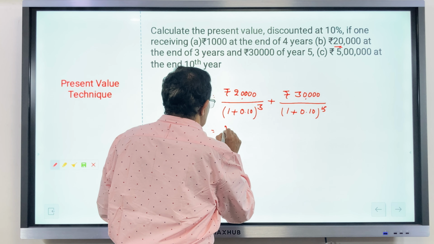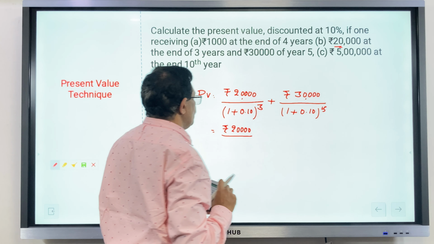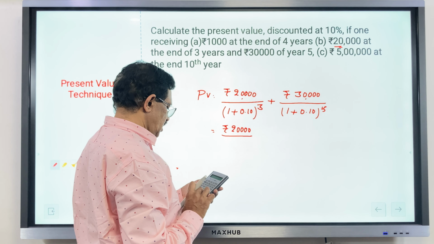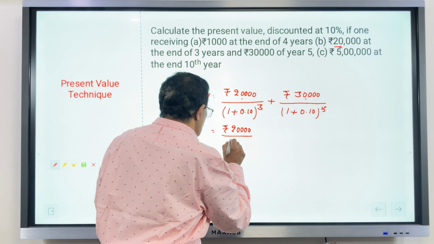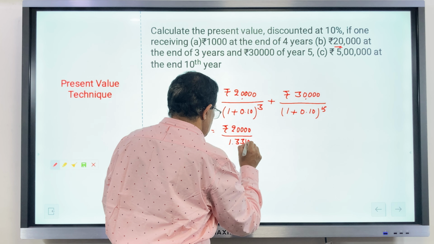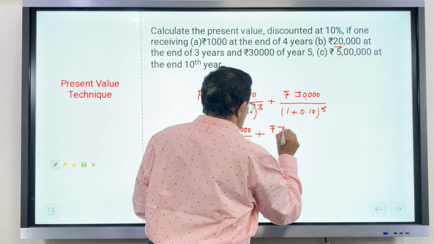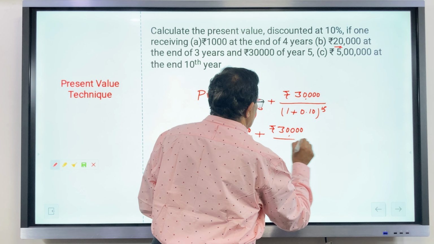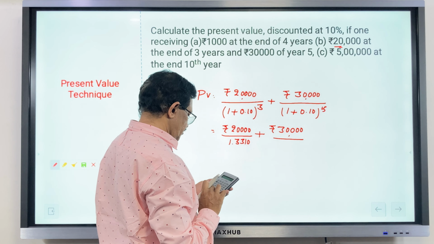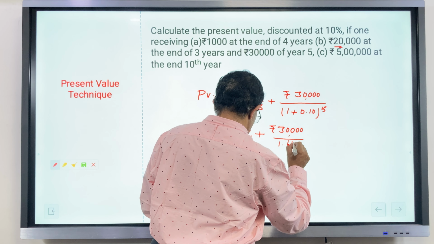This will be equivalent to rupees 20,000 divided by 1.10 to the power of 3, which is 1.3310, plus rupees 30,000 divided by 1.10 to the power of 5, which is nothing but 1.6105.